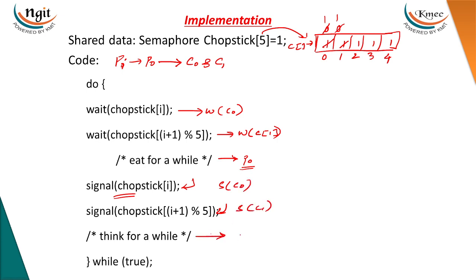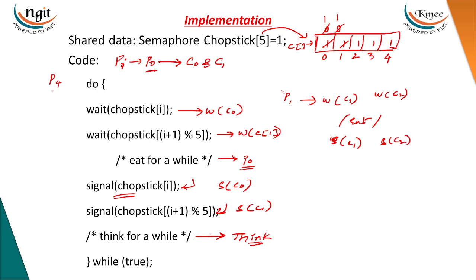Again he will go back to his work and think. This is a continuous process. Any process that has to execute will do this. Similarly, if P1 has to eat, P1 performs wait on C1 and wait on C2, then he will eat. Eating here is the critical section. Then he will release C1 and C2, signal on C1 and signal on C2. Similarly, let's see P4.